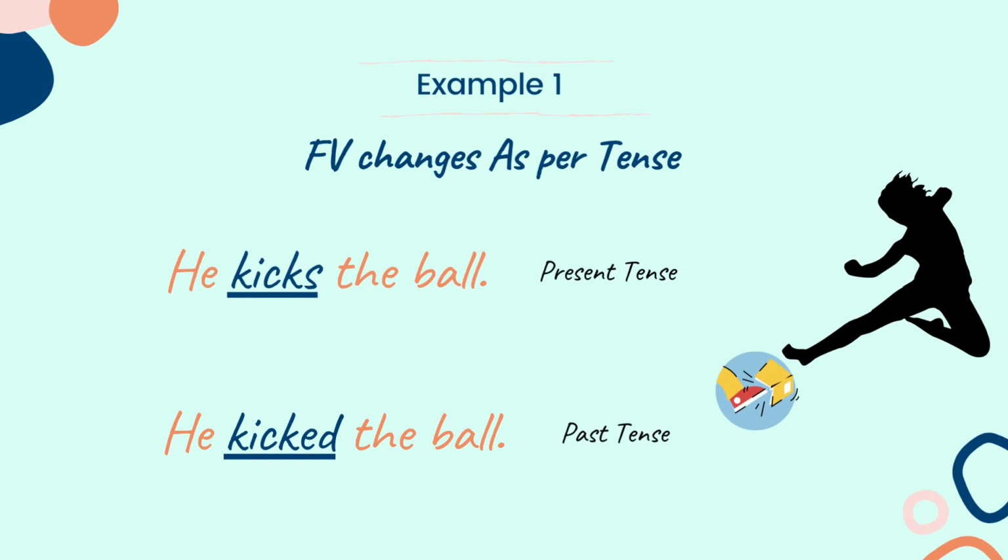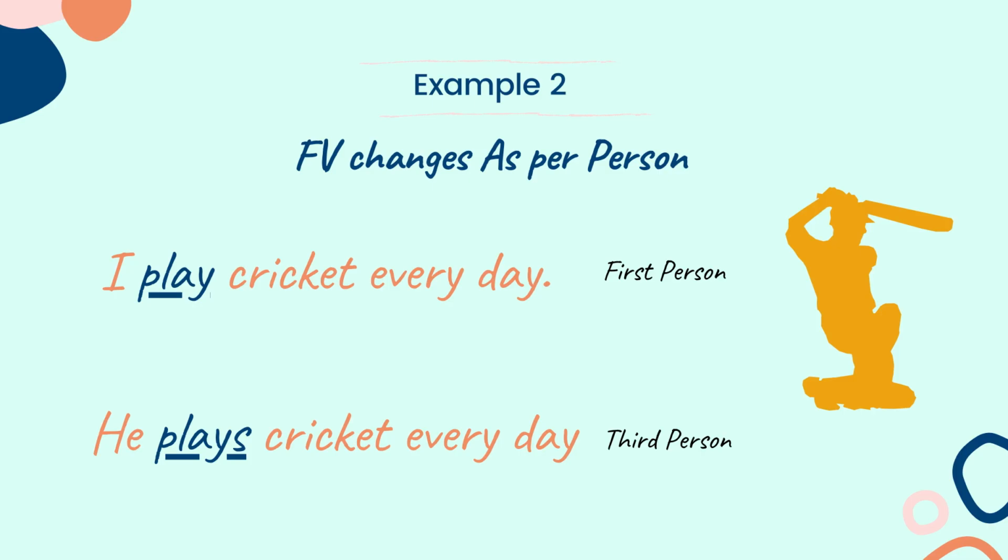He kicks the ball. Here, the sentence is in present tense. He kicked the ball. Here, the sentence is in past tense. Notice how the verb kick changes to kicks and kicked from present to past tense respectively. So, kick is a finite verb. Let's look into some more examples.